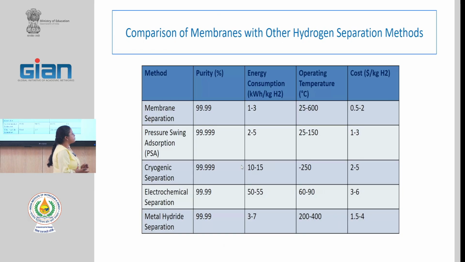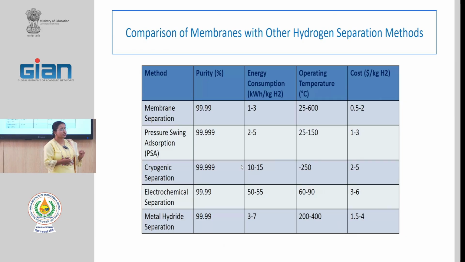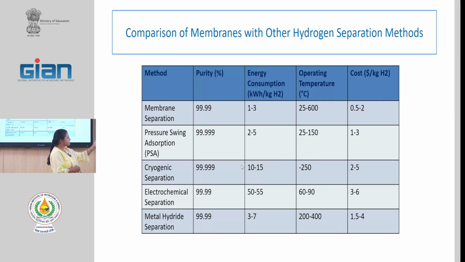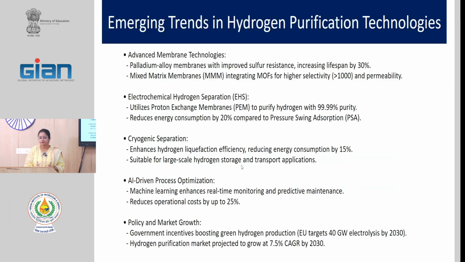Okay, compared to 2 to 5 for PSA and for electrochemical separation 50 to 55 kilowatt-hour per kg of hydrogen produced. So if you are assisting the separation using a membrane, it will give you very high energy efficiency. You can vary the operating temperature. You do not have a very strict or narrow range of operating pressure, and the cost is also very low if we compare it, especially with metal hydride separation or electrochemical separation. The cost is because of the material cost only; capex cost is very low.